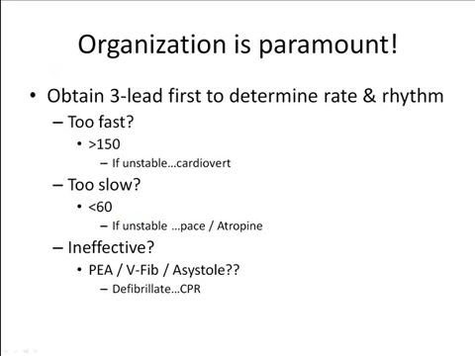Here is where we would determine if the rate is too fast. If it is greater than 150 and they're unstable, we would cardiovert. If the rate is too slow, less than 60 and they're unstable, we would pace or use a pharmacological intervention of atropine. Or if the rate is ineffective, such as PEA, VFib, or asystole, we would either defibrillate, do CPR, or both.